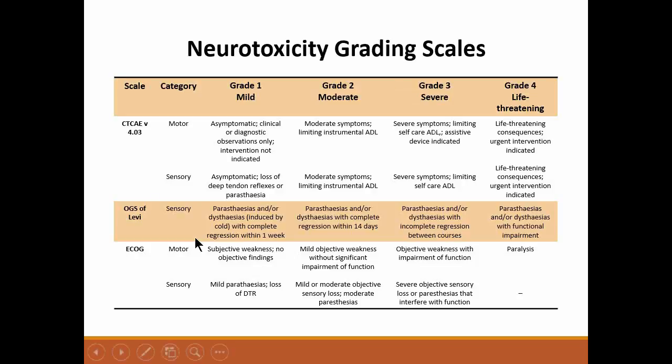We want to use the next one, which is the Oxlade-Platten grading scale. This really is useful for us as a research tool because it relates more to the time scale of the regression of symptoms after you've had the chemotherapy. So if you look at grade 1, the paresthesias or the altered sensation is completely gone within 1 week of the first chemotherapy cycle. Grade 2, 14 days, and grade 3, there is incomplete regression of symptoms between cycles. So for us, that's a really good tool to use. The Eastern Cooperative Oncology Group have also got one, and this refers similarly to the top one, to the progression of impaired function, if you like.